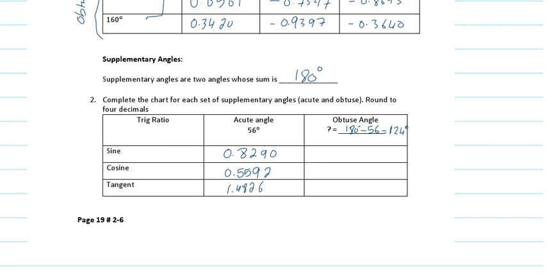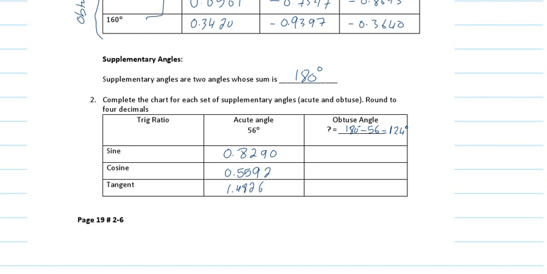So I found the sine, cosine, and tan of the acute angle 56. I know that 56 and 124 are supplementary angles because they add up to 180, right? You agree with me? Okay. Now, without using the calculator, can you tell me what would be sine 124? Negative 0.829. Is it going to be negative?